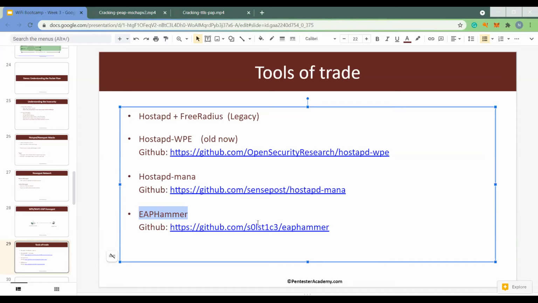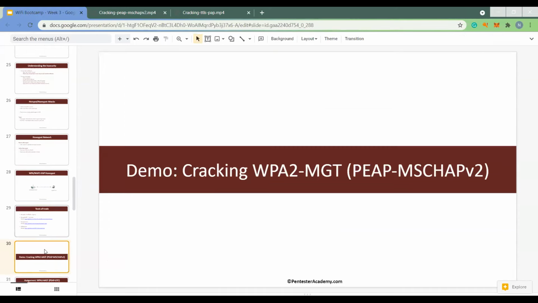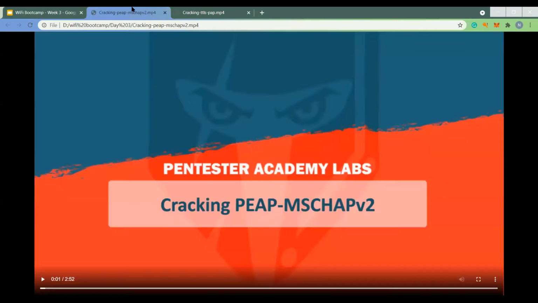This progression of these tools also shows us how far we have come as a community. We are improving our tools, we are making these attacks very easy to conduct, right? Good time to be in infosec. So now let's take a look at how we can crack PEAP MSCHAPv2 using hostapd-mana.